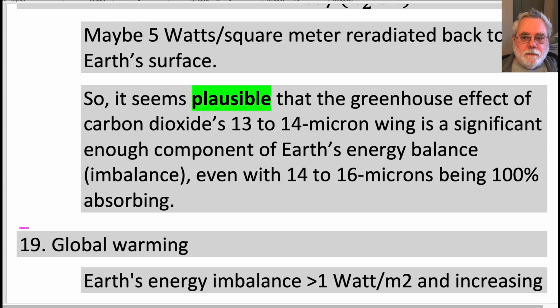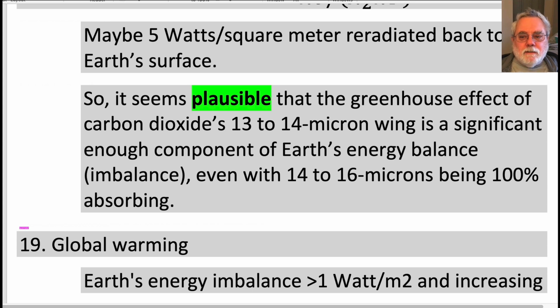Earth's energy imbalance greater than 1 watt per square meter and increasing. Climate scientists say that Earth is experiencing an energy imbalance of about 1 watt per square meter, excess radiation hitting the surface of the Earth, causing temperatures to increase to move toward steady-state balance. We can use the Stefan-Boltzmann law to see how much Earth's surface temperature would need to increase to send an additional 1 watt per square meter into the atmosphere.